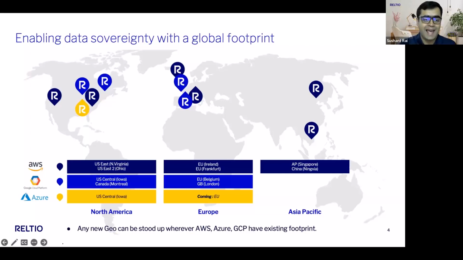So customers have a choice of the cloud platform, as well as a choice of, well, not a choice, but wherever they would like their deployment to be, okay? And for us, being natively cloud, it is very easy for us to set up new geos where our customers need it, right? And being available in China is a step in that direction.